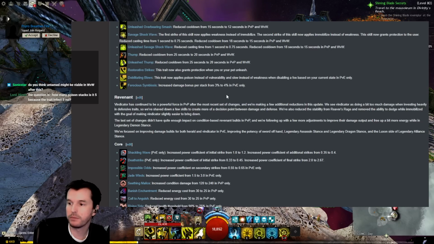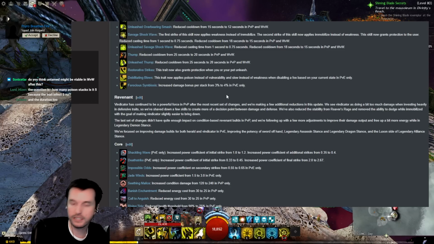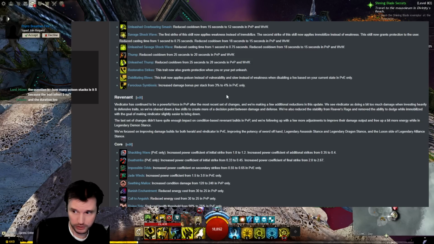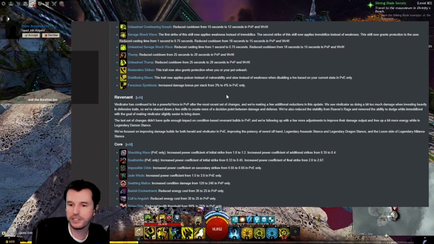We see Vindicator is doing a bit too much damage when investing heavily into defensive traits, so we've shaved down a few skills to create more of a decision point between damage and defense. We've also reduced the stability from Reaver's Rage and removed the ability to dodge while immobilized, with the goal of making Vindicator slightly easier to bring down. The last set of changes didn't have quite enough impact on condition-based Revenant builds in PvP. We're following up with a few more adjustments to improve their damage output and free up a bit more energy while in Legendary Demon Stance.